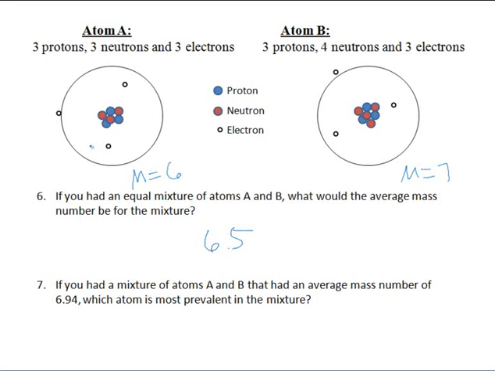Now, if you had a mixture of both atoms A and B, and the average mass was 6.94, which atom is more prevalent? Well, that answer would be, because the 6.94 is much closer to 7, I must have a lot more of these 7. So I'm going to have atom B.